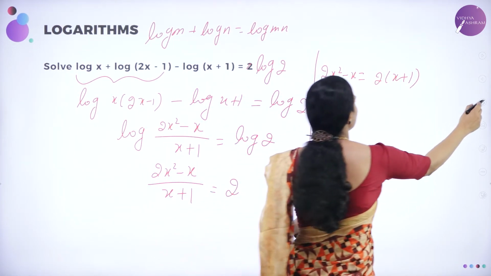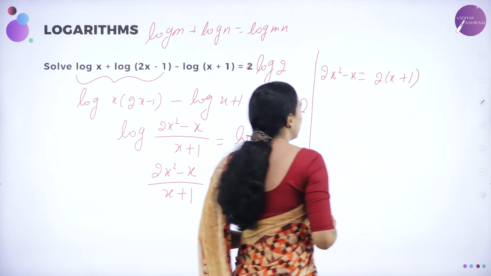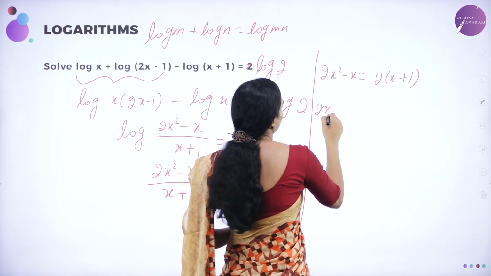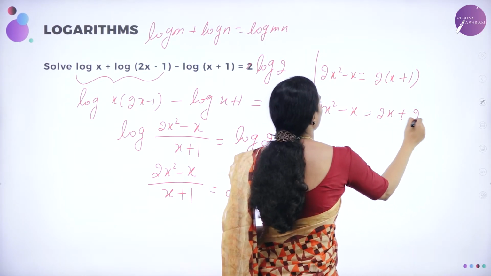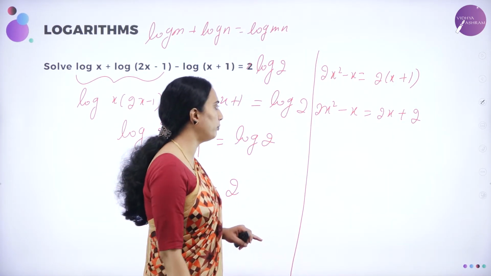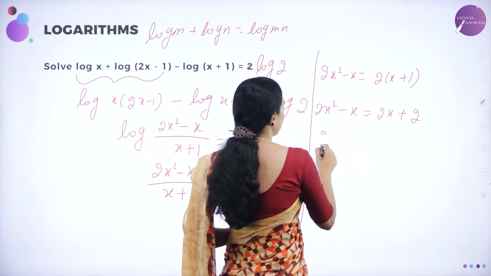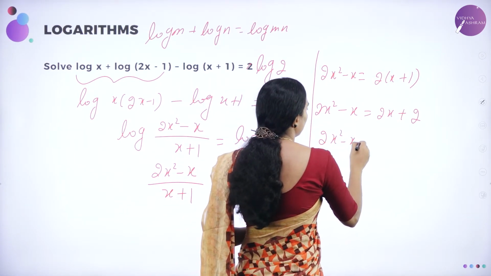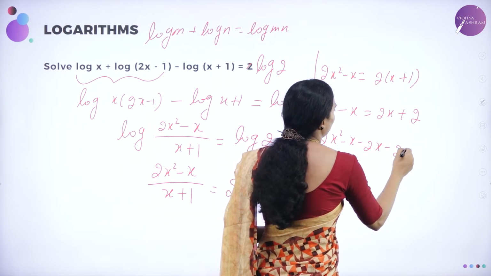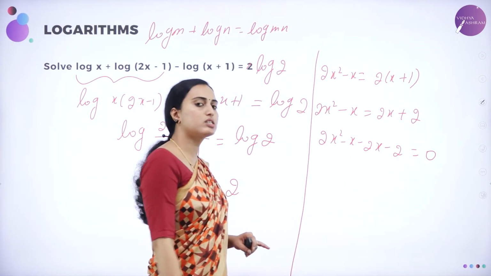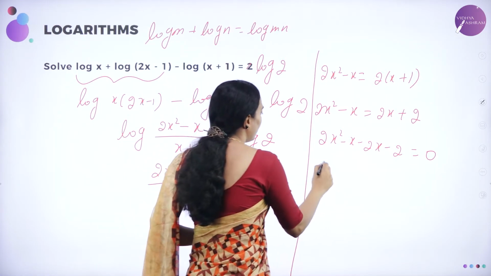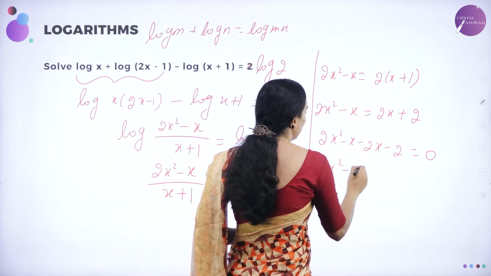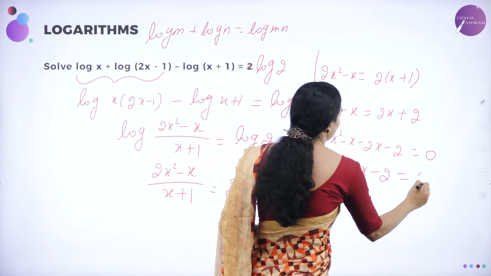You are going to have it as 2x squared minus x is equal to 2x plus 2. You can take this side. What will it become? 2x squared minus x minus 2x minus 2 equal to 0. 2x squared minus x minus 2x is minus 3x. Therefore, 2x squared minus 3x minus 2 is equal to 0.